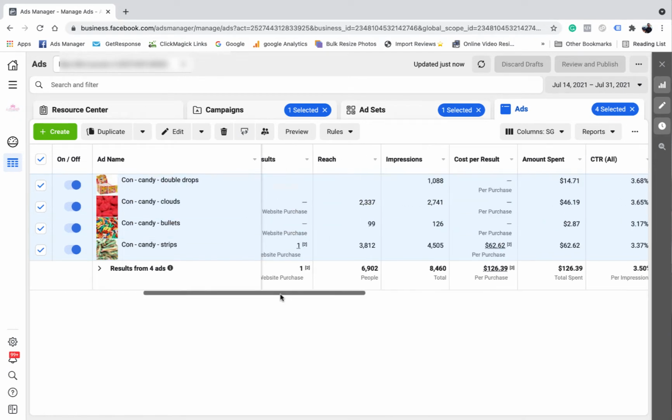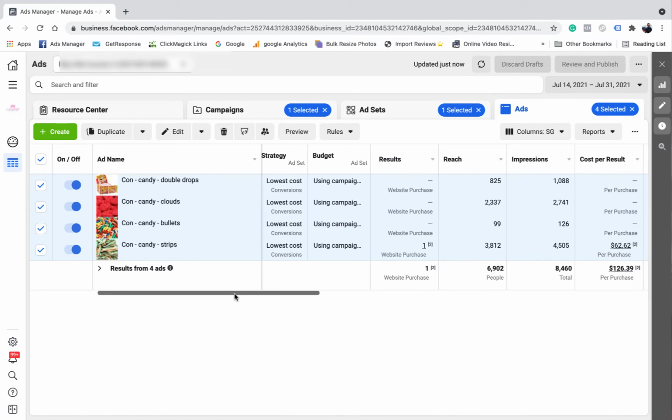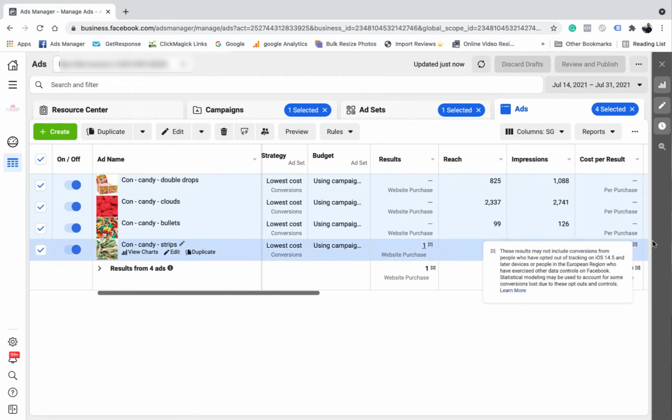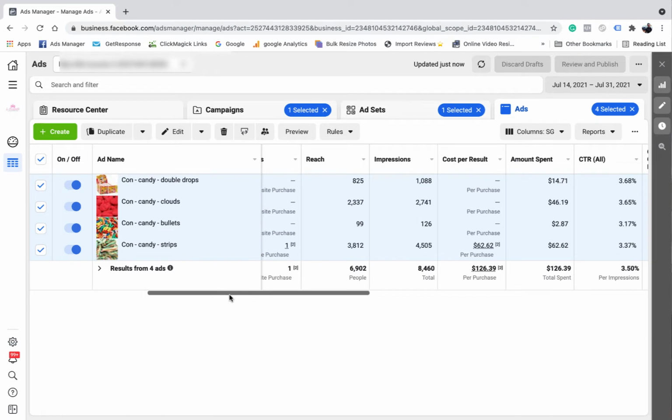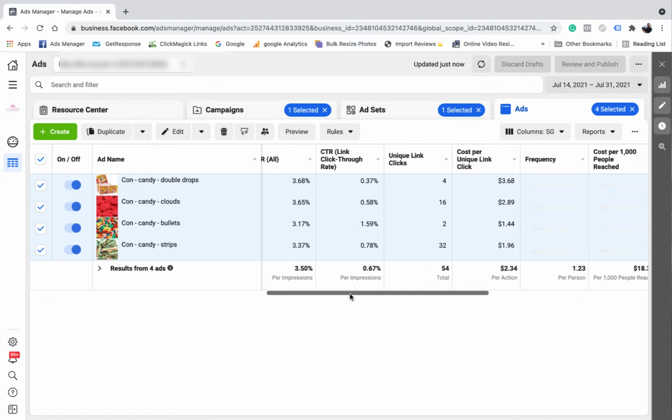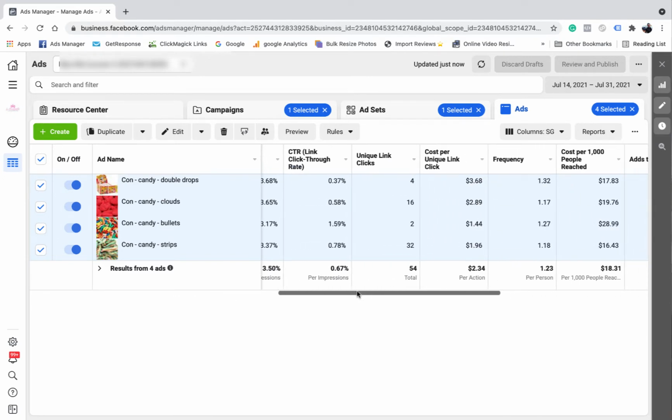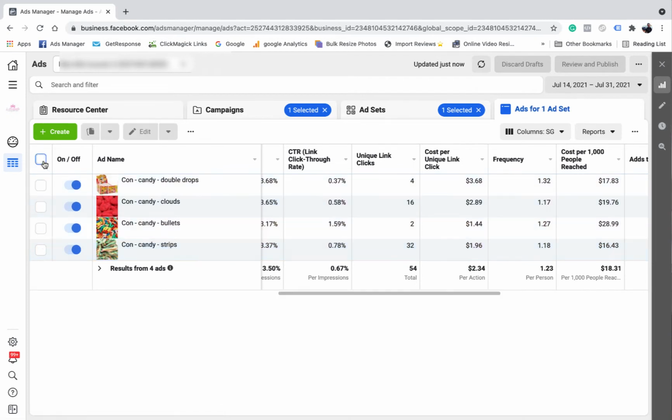Then we come along here and we see which one did the best. On this one, we spent $120 and we got one sale for $6 each, and it was the strips. So the strips did well in this campaign, and they did well in the other campaign. Then we just have to look at some figures. The cost per click for the strips was $1.96, and for the bullets on this one it went up to $1.44. But again, it only had 2 clicks.